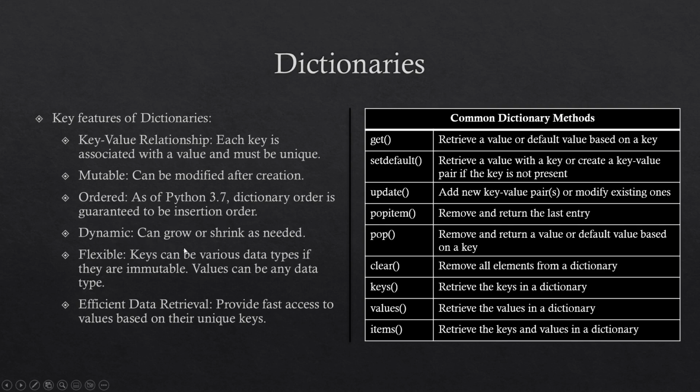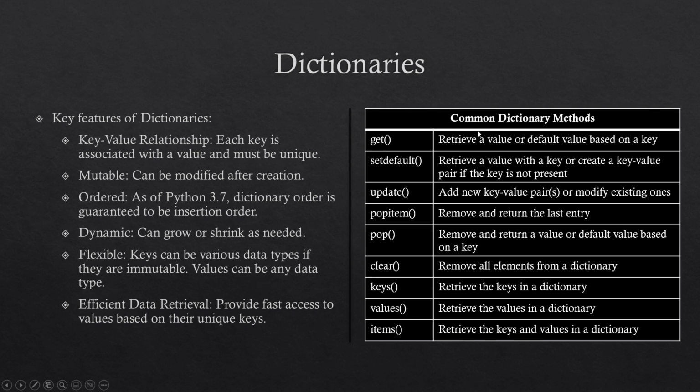They are dynamic, meaning that they can grow and shrink as needed. They are flexible. Keys can be various data types as long as they are immutable, and values can be any data type. They provide efficient data retrieval. Because the key is hashable, it uses this to retrieve the value, making it much faster than a list.